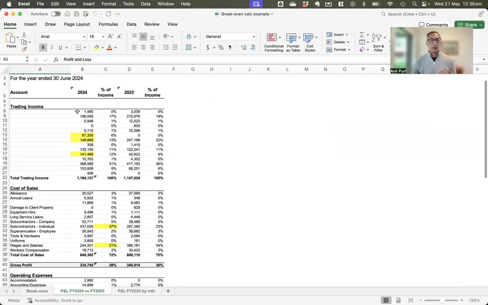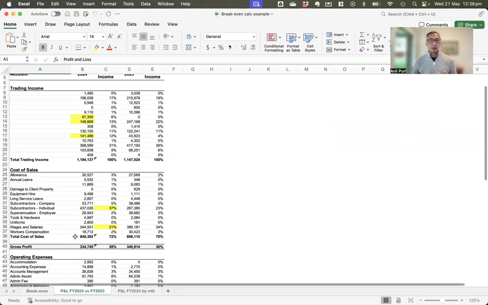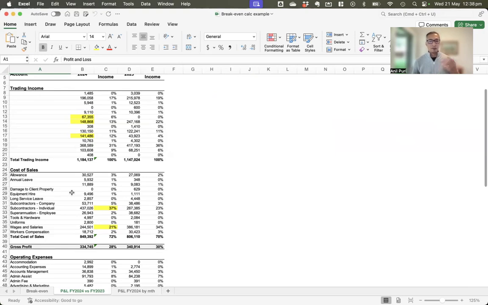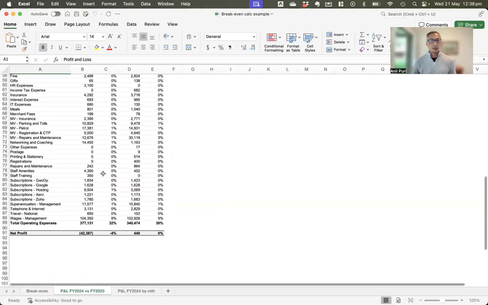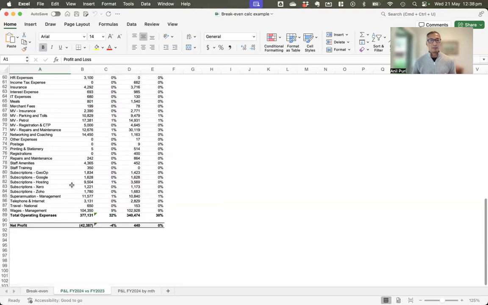You've got income here, you've got cost of sales, which is generally the cost of delivering that product or service. But I focus on what are the variable costs, and I'll explain that in a minute. They're basically the costs that vary as your production or your service income varies from month to month. And then obviously you've got all the expenses down here, which are more fixed costs. And then you've got your profit down here.